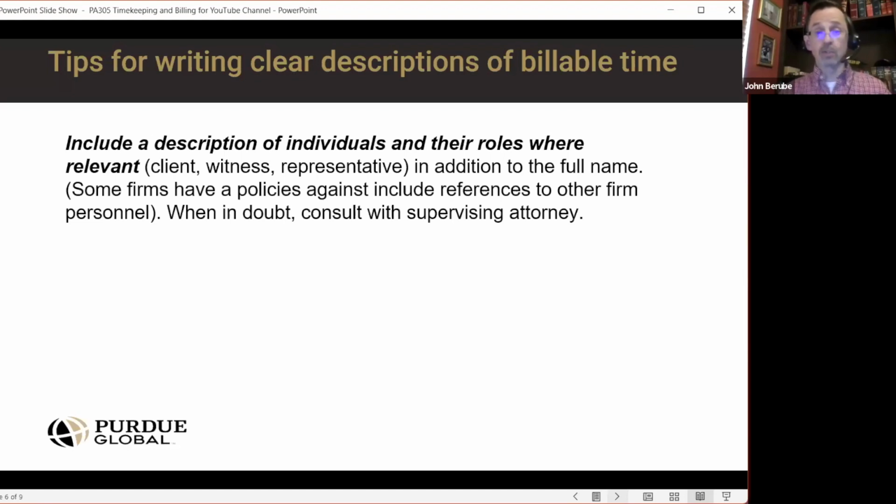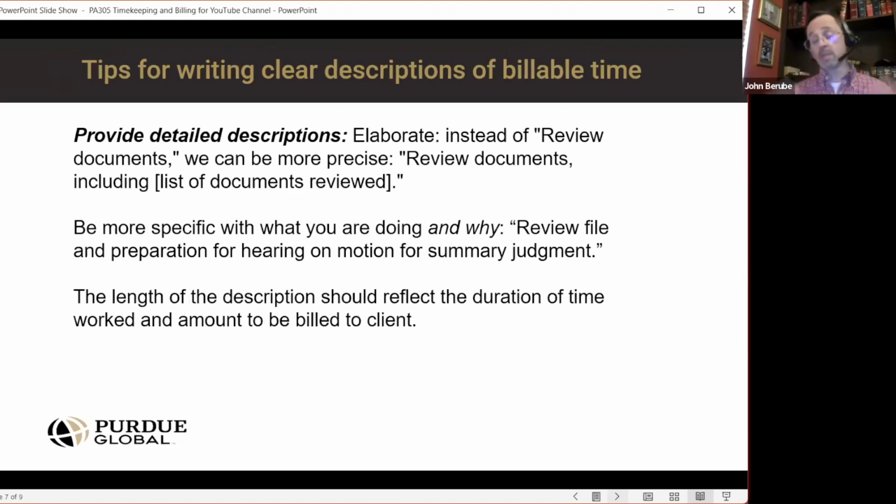We should also include individuals and their roles where relevant, identifying the particular witness or client that we were speaking to, in addition to their full name. If we're incorporating other people in the office into the description, you need to again check probably with your supervising attorney. Some firms may have policies against referencing other personnel in your description. As always, we should be talking to the supervising attorney about these particular details. This will come with practice and time.